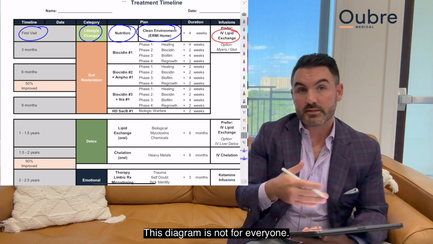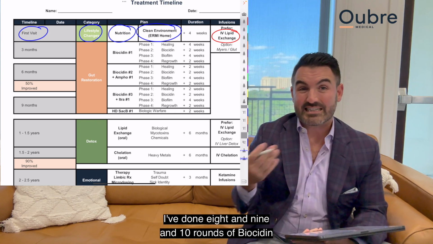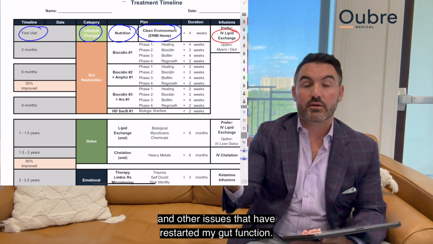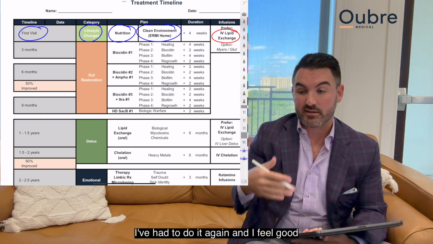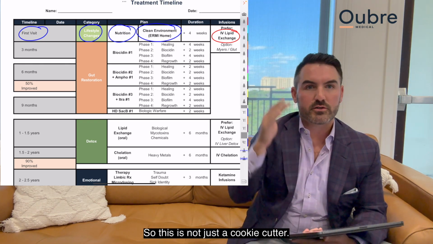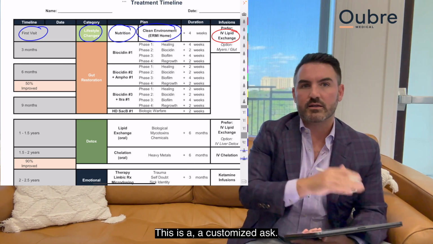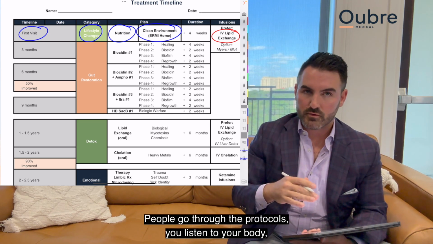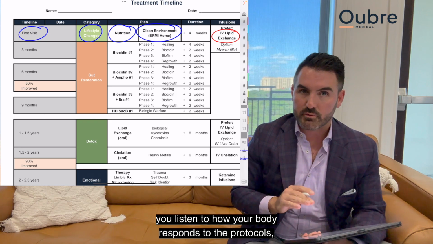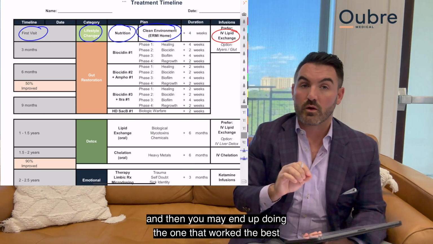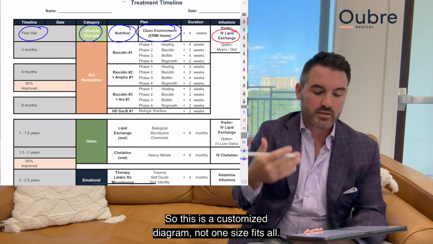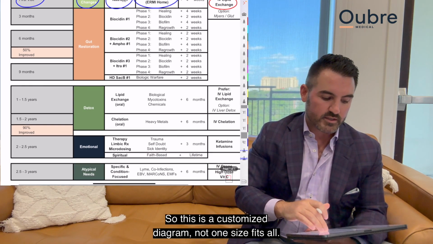This diagram is not for everyone. I've done 8 and 9 and 10 rounds of Biocidin because I've had mold exposures and other issues that restarted my gut dysfunction. I've had to do it again, and I feel good, and I like to keep feeling good. So this is not just a cookie cutter, you do 1, 2, 3, and then you're done. This is customized. As people go through the protocols, you listen to your body, you listen to how your body responds, and then you may end up doing the one that worked the best for you again, where someone else might sail right through that one. So this is a customized diagram, not one size fits all.